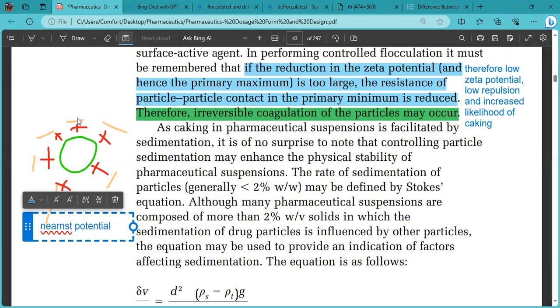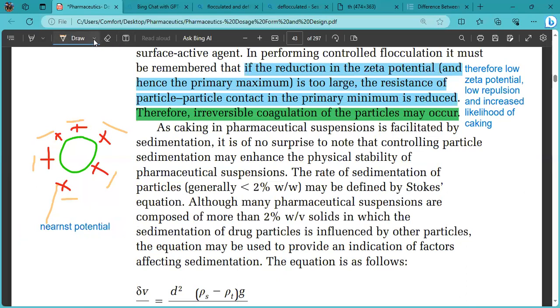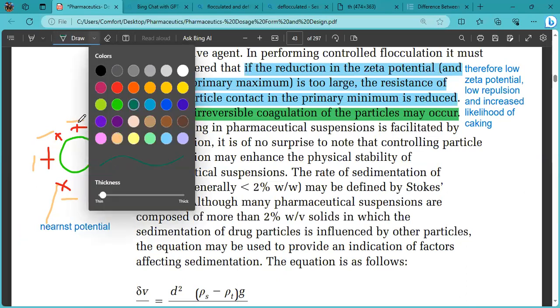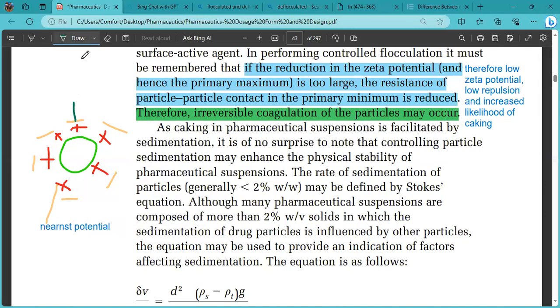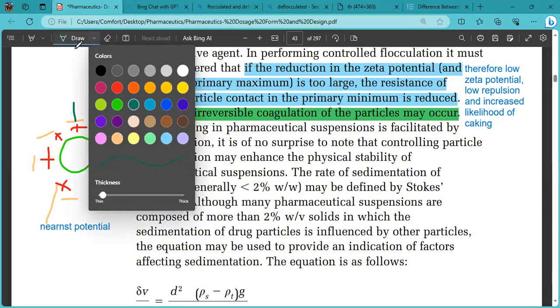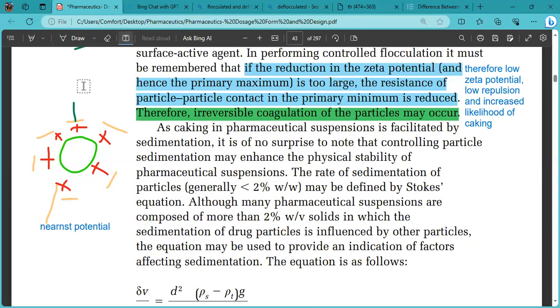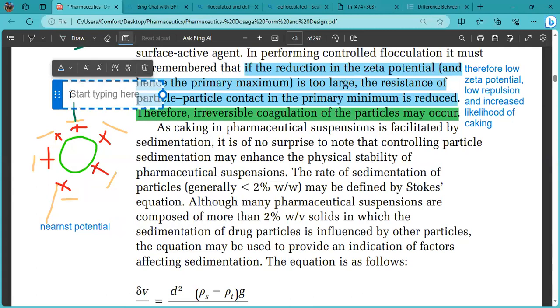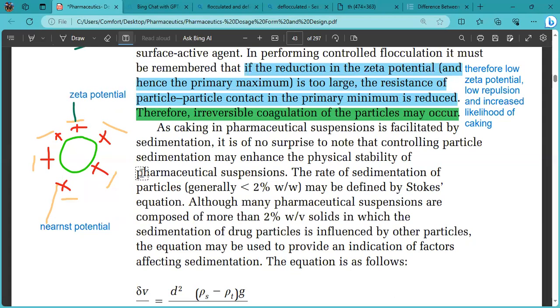And then remember this negative charge here is the one that is responsible for the zeta potential. So Nernst potential is the first layer. The outer layer is the zeta potential.